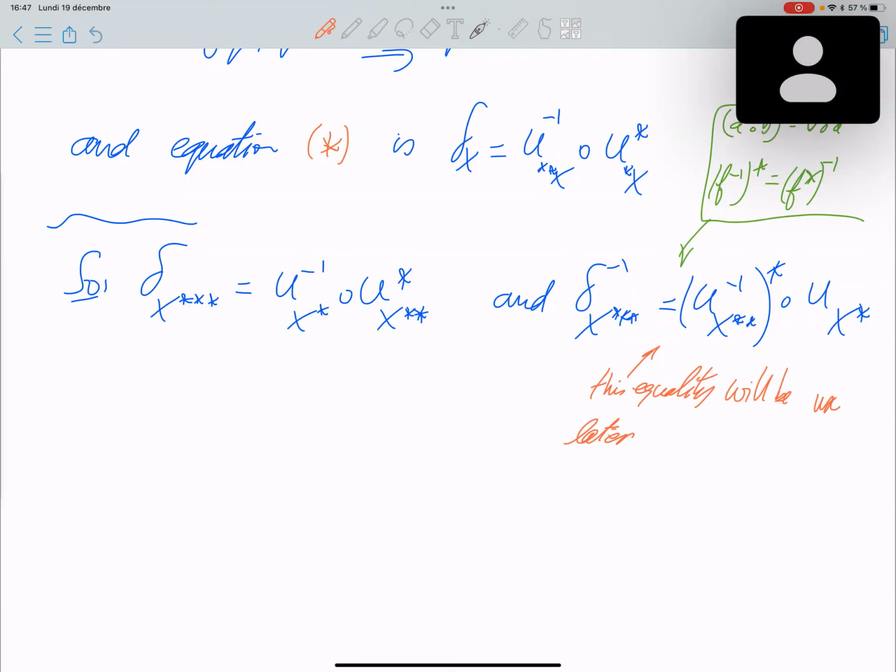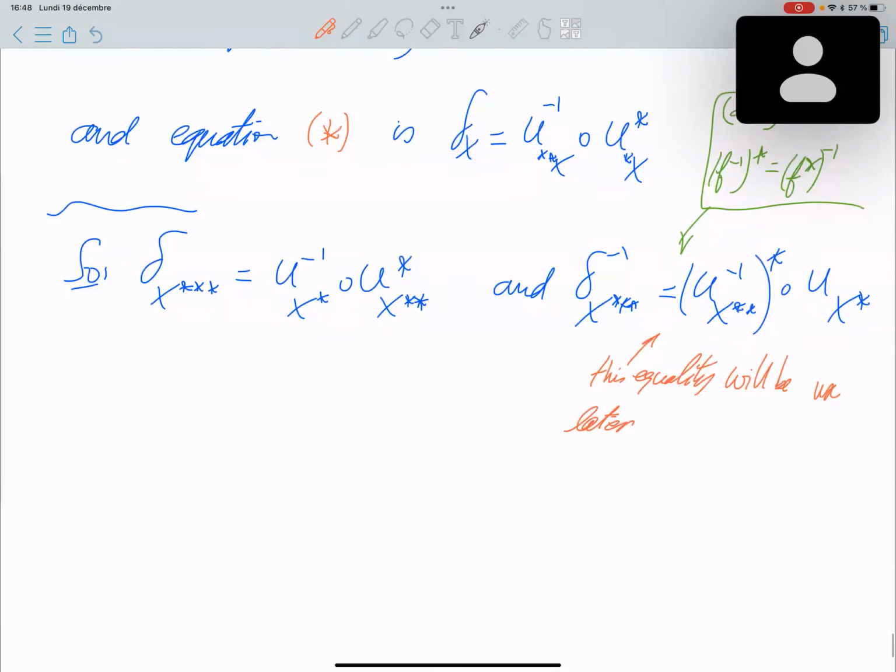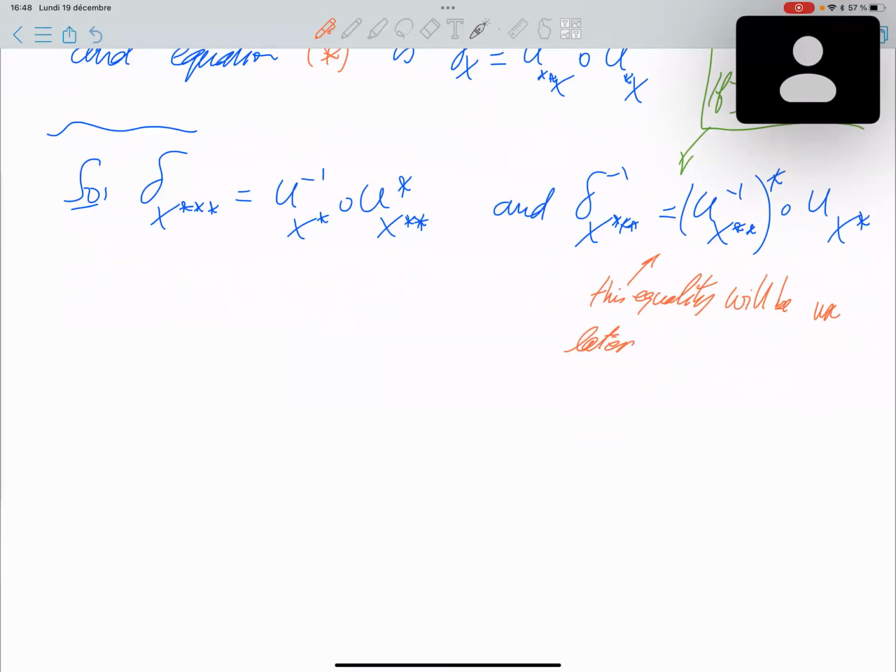I can state, in fact. I have time to state. I will have maybe no time to prove. It will be used in the proof of the following proposition.